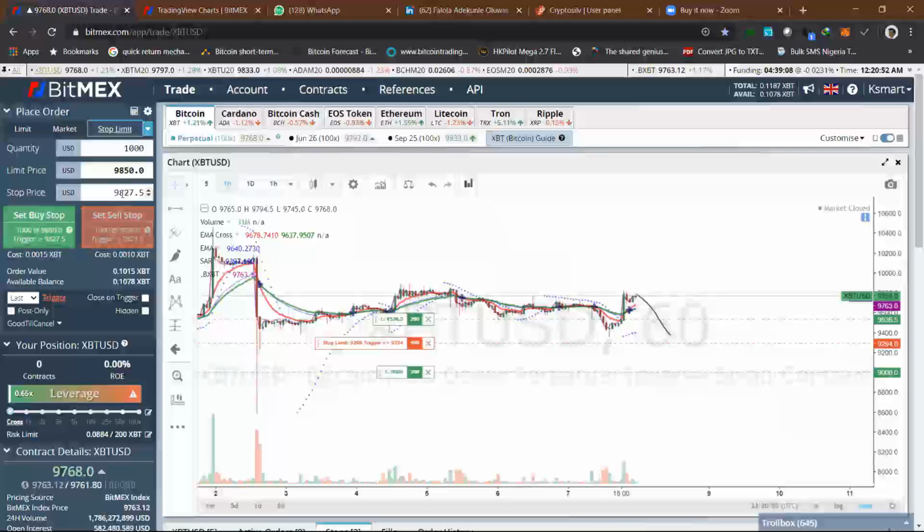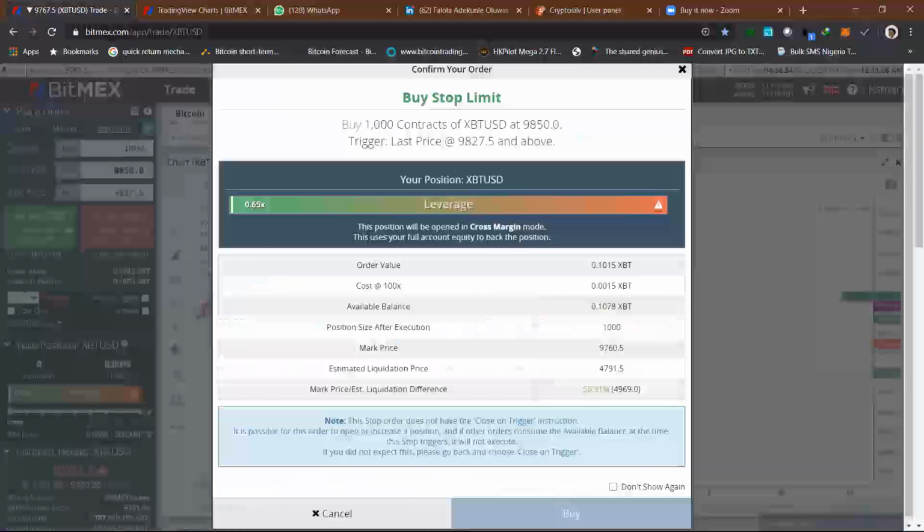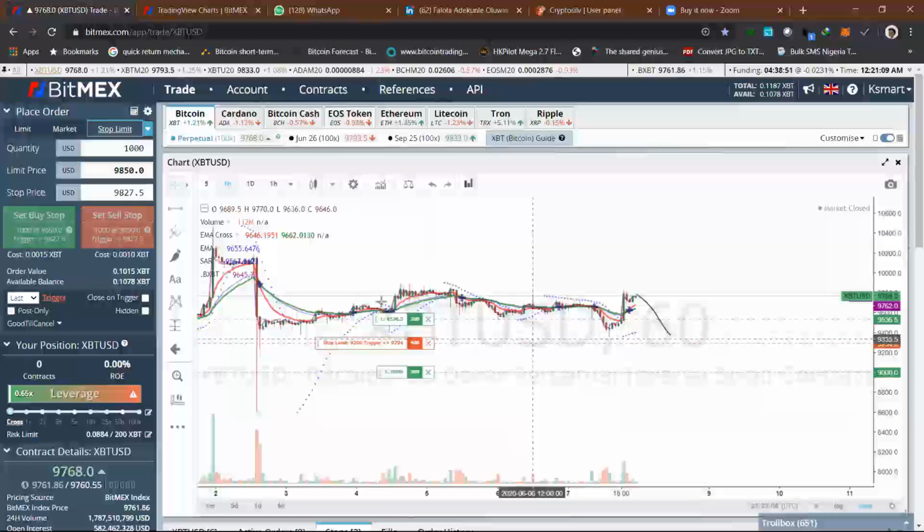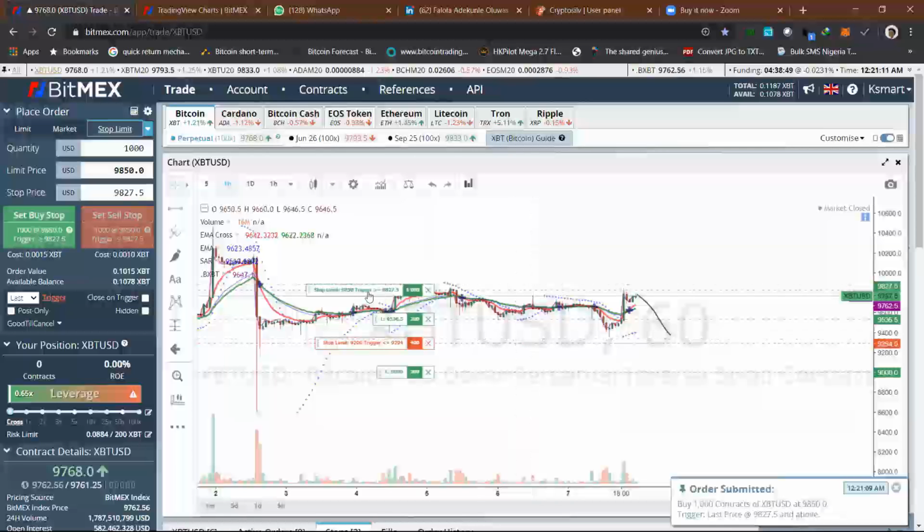Okay, now I'm saying if the price hits 9,827.5, it's going to trigger because I'm using limits. It's going to trigger this trade, and once it hits 9,850, it's going to stop. And one thing you should notice: once your trade triggers, you can't edit it. I mean, you can adjust it, but you can't change your execution value again.